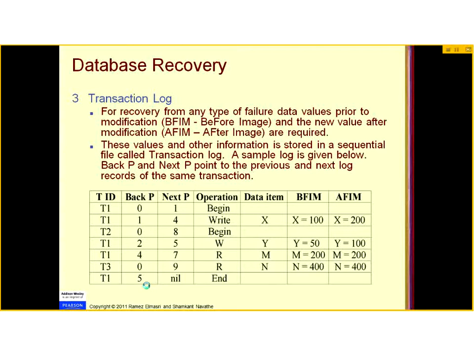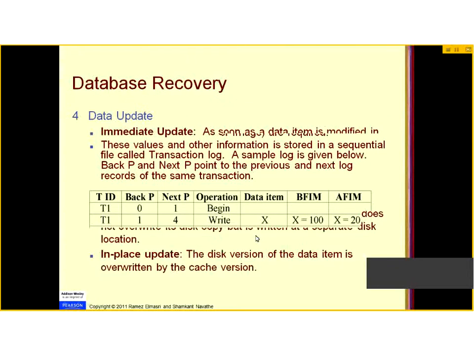For recovery from any type of failure, we need to maintain a log, and this is a typical transaction log, where we have all the transaction IDs, their previous value, their next value, the previous log entry and next log entry, the operations, and the content of the data item. BFIM and AFIM indicate before image and after image. So before the transaction was logged, the value of X was 100, and after it was logged, the value of X is 200. So at any point of time when we need to restore it, we can restore the values of AFIM with the value in BFIM.